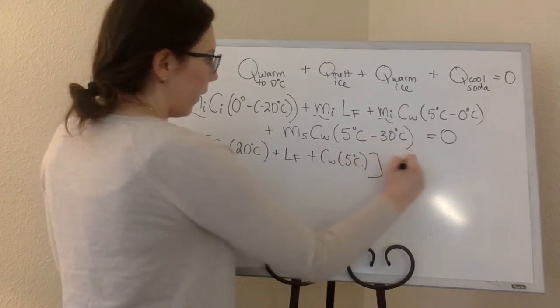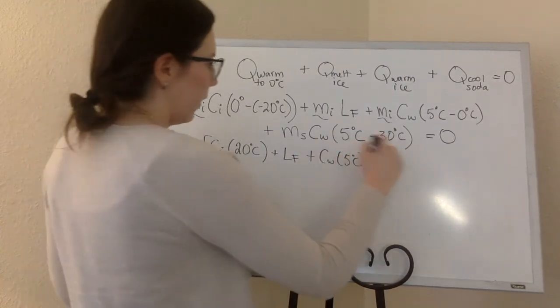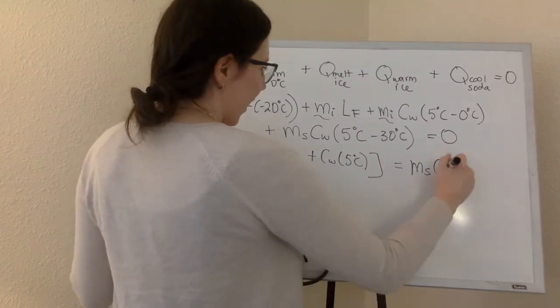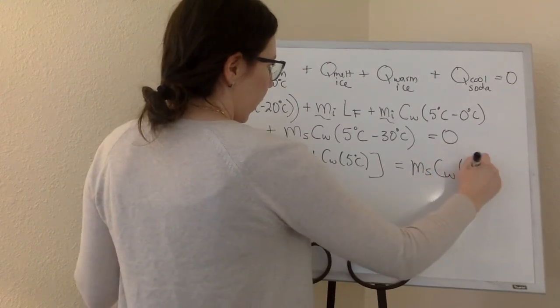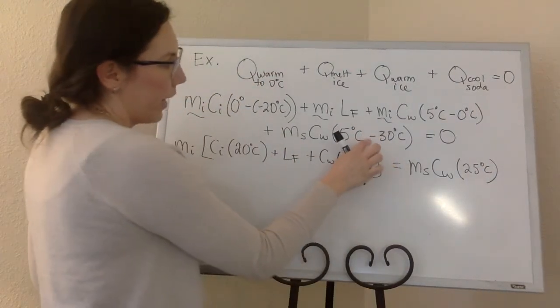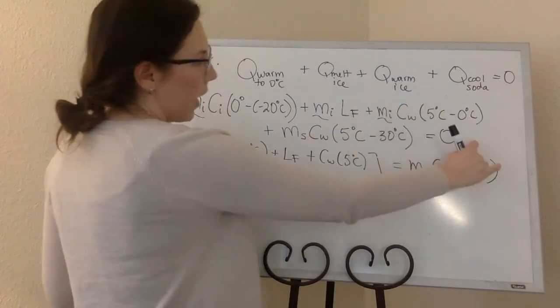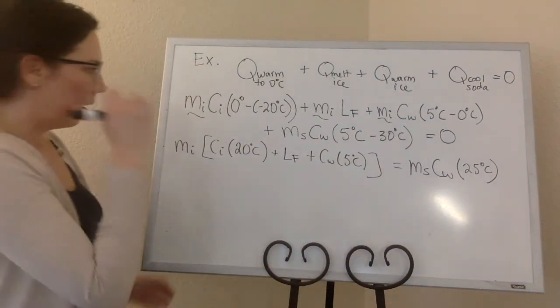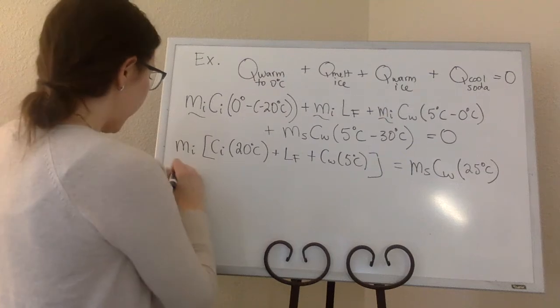And I'll move everything we don't need to the other side, which is this term. Mass of soda, this is for soda, seawater times 25 degrees. This was negative 25 degrees, so I'm moving it to the other side and now it becomes positive 25 degrees. Okay, so I'll divide by this whole bracket.